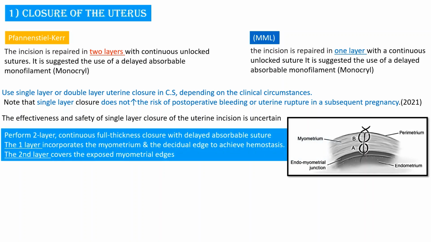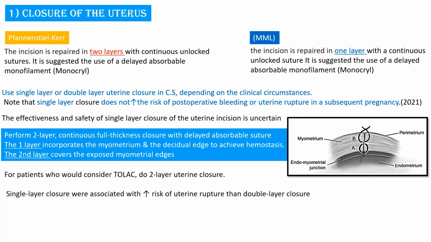Perform two-layer continuous full-thickness closure with delayed absorbable suture according to guideline. The first layer incorporates the myometrium and the decidual edge to achieve hemostasis. The second layer covers the exposed myometrial edges. For patients who would consider a trial of labor, do two-layer uterine closure, as single-layer closure was associated with increased risk of uterine rupture compared with double-layer closure.